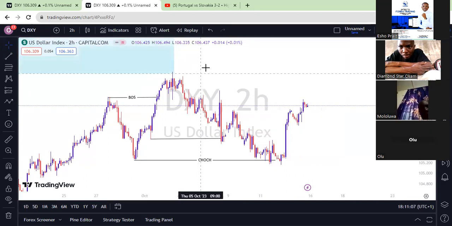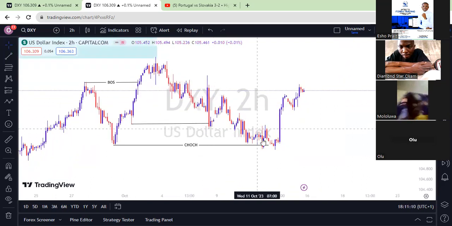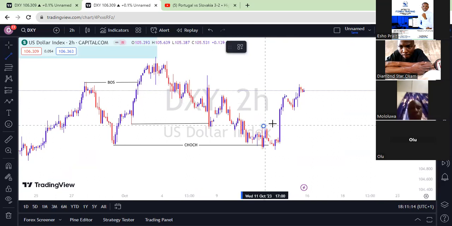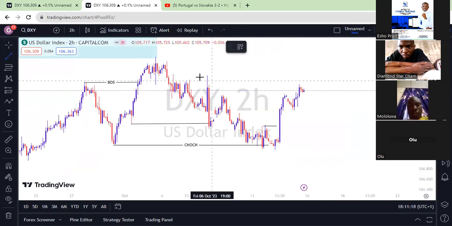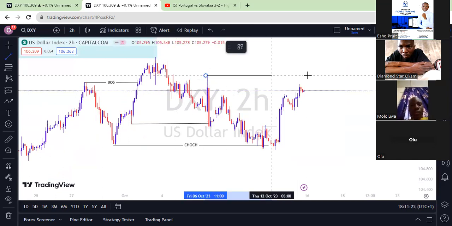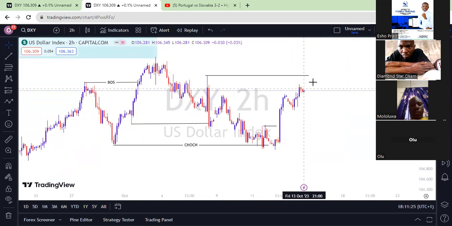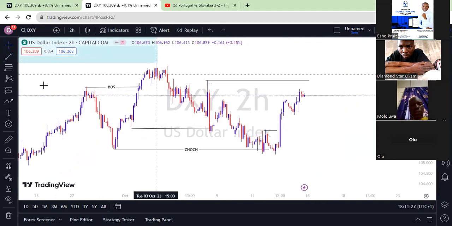So, guys, if you check very well, you will see that as the market gives us change of character, we have our IDM here. We have our IDM here, and then we have our liquidity here. We have one liquidity here. Now the market is heading up.